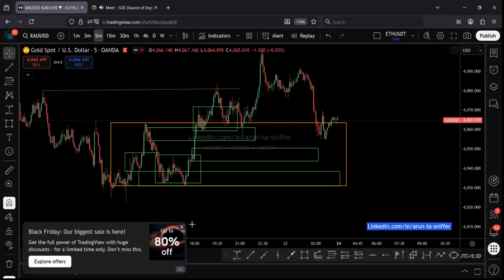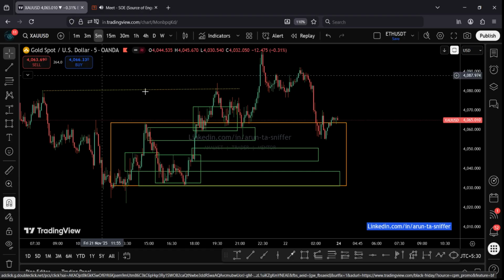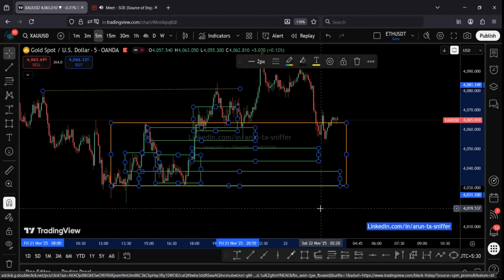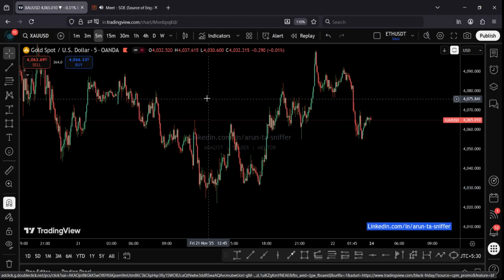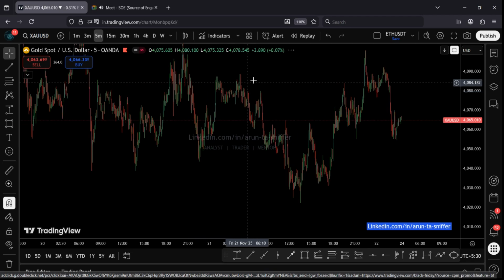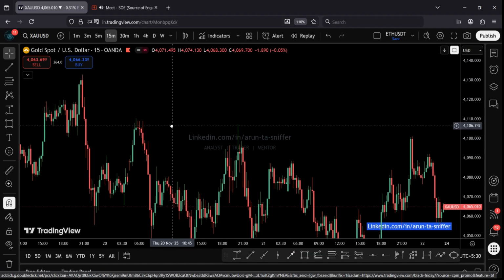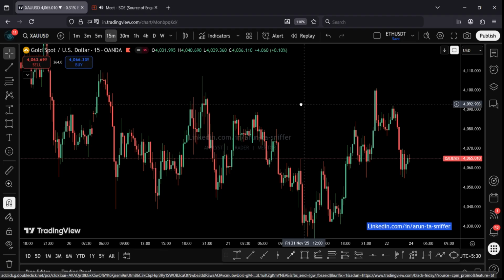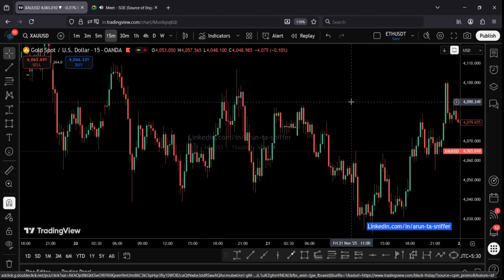Okay, so this was one example, and we will take one more example. You see, inside a zone there are many zones, but we take trade only if price is hitting MPL. If price is not hitting MPL, what will we do? We will do PA trades. So let's go and find some other example.